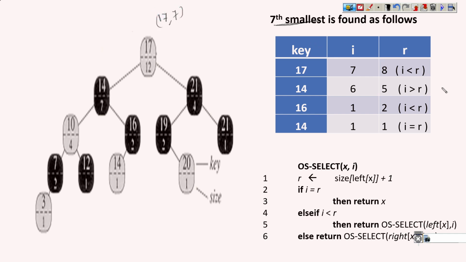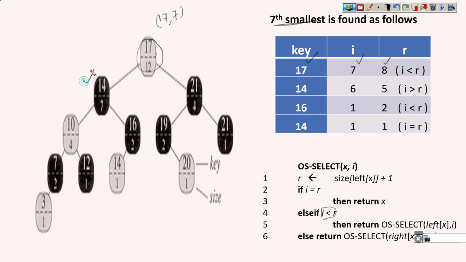So we start where the key value is 17, and we want 7. Let us make this table to make it simpler. So key is 17 and I is 7. We will find the rank of this node. We look to the left subtree, 7 plus 1, 8. So the rank is 8 here. And we see that I is less than R. Whenever I is less than R, we have to move to the left subtree.